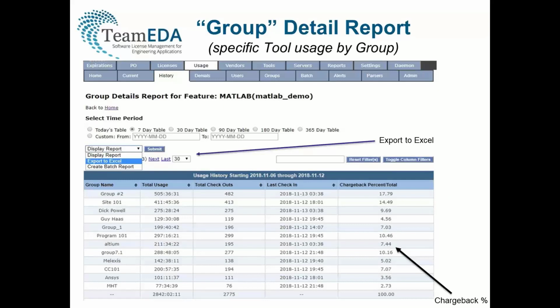LAMUM allows you to create any number of groups. A group can be a department, a project, a site, a manager, etc. And it will give you the details like what group have used how many licenses and what was their total usage. So here again, it's the MATLAB example, 7-day table. It shows that these are the group names on the left. Each group, what was their total usage, how many times checkout had happened for that group, when the group last checked in, and also the chargeback percentage. That is, what was the usage of that group for the last 7 days.